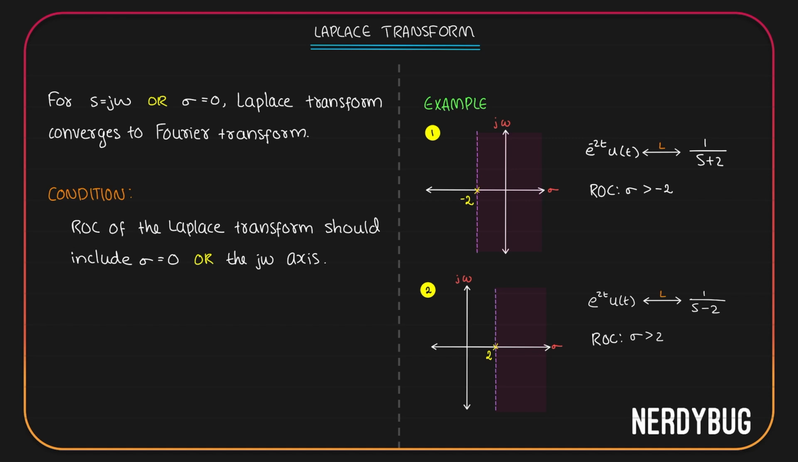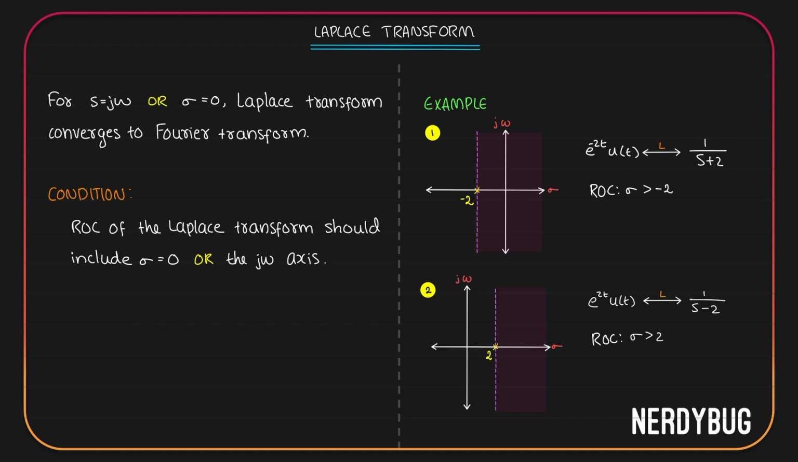In the first case, I have taken the function e raised to minus 2t u of t. Its Laplace transform is 1 by s plus 2. Its region of convergence is sigma greater than minus 2, and it's shown over here in this S-plane. The Laplace transform is valid for every sigma that is greater than minus 2, which means sigma equal to 0 is included in it. When sigma equal to 0 is included, automatically the j omega axis is also included.